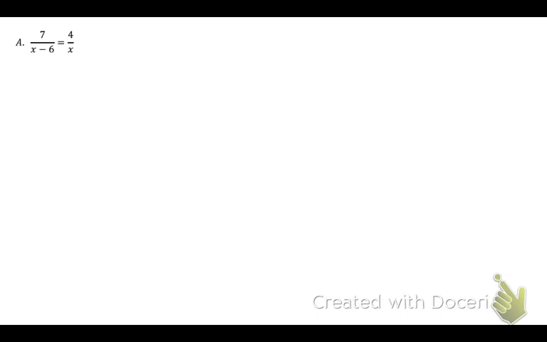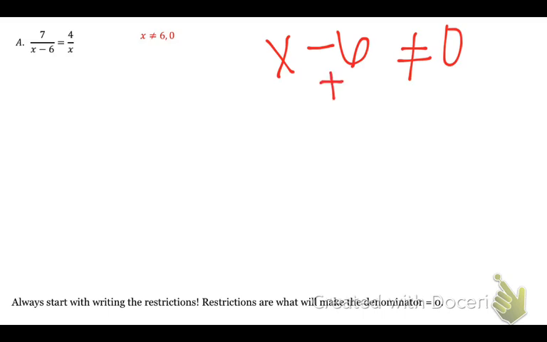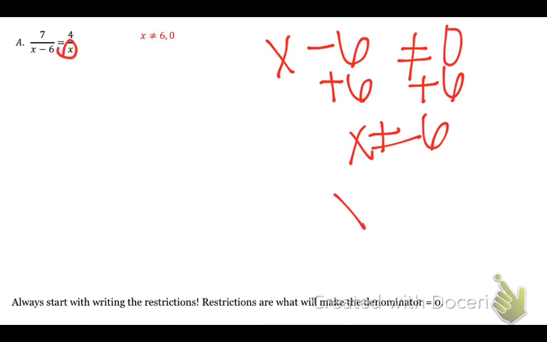So we have 7 over x minus 6 equals 4 over x. Always start with stating the restrictions. And the restrictions are what make the denominator equal 0. So my restrictions here are x can't equal 6 and x can't equal 0. Because I'm going to take the bottom, so I take x minus 6, and that cannot equal 0. So I'm going to add the 6 over, so x cannot equal 6. Then for this part, just x cannot equal 0, and that's already solved for us. Okay?